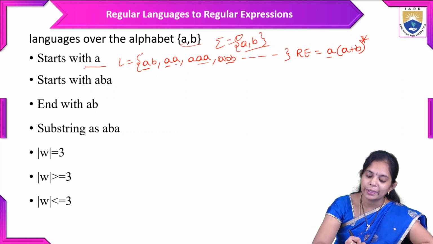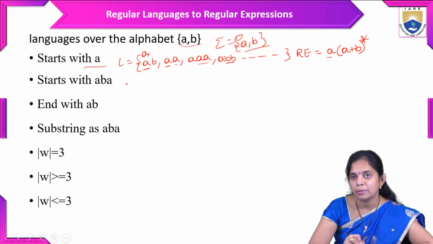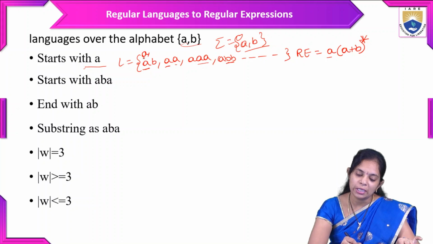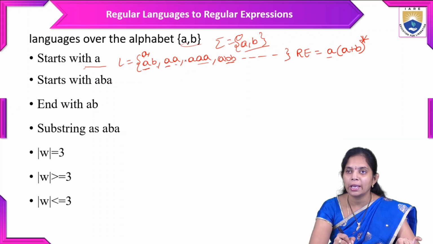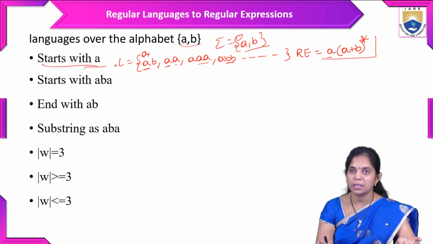Why? Because only the string A is also there. So why is there no condition that it should end with something? It is a condition that starts with A only. So I am just writing A after this: AB, ending with B, or A and double A, or double B, and so on. So this is the regular expression for the given language that starts with A.